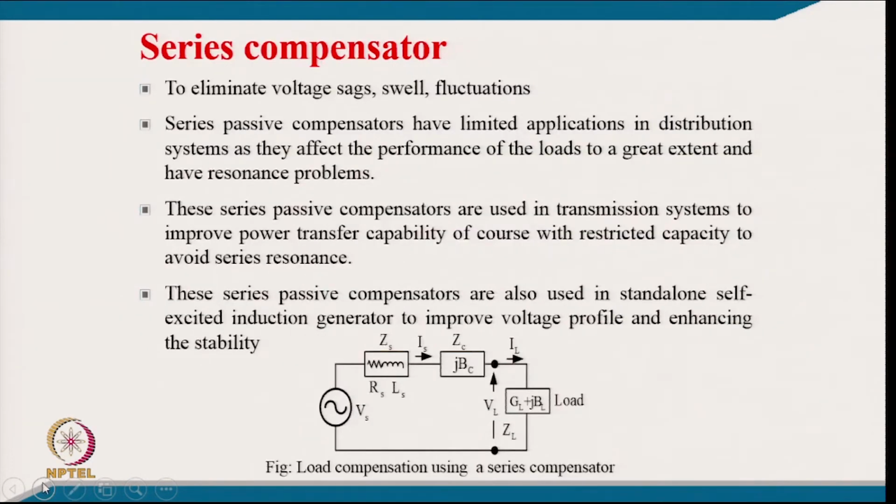And then typically if we talk first about the series compensator, it is used to eliminate voltage sag, swell and fluctuations, and series passive compensators have limited applications in distribution system as they affect the performance of the load to a great extent and have resonance problem. The series passive compensators are used in transmission system to improve the power transfer capability, of course, with restricted capacity to avoid series resonance. And these series passive compensators are also used in standalone self-excited induction generator to improve the voltage profile, enhancing the stability. Here you have a source impedance or feeder impedance, and then you have a series compensator followed by the load. So, normally it is not used in the distribution system, it is preferred in transmission system, because its presence will affect the voltage across the load.